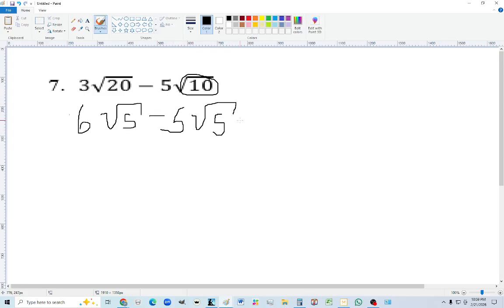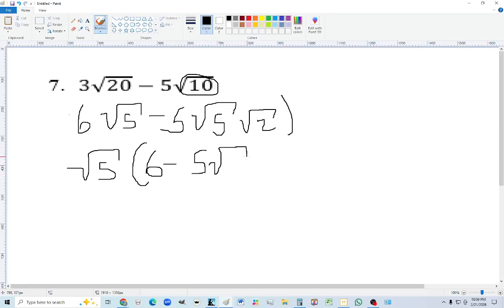Maybe your teacher's going for this. So you've got 6 radical 5 minus 5 radical 5 radical 2. So you could factor out a 5 in front, and you'd be left with open brackets 6 minus 5 radical 2. Possibly your teacher's going for that.